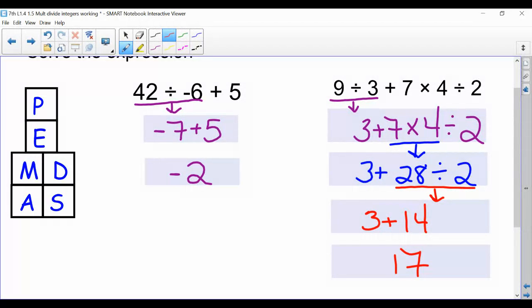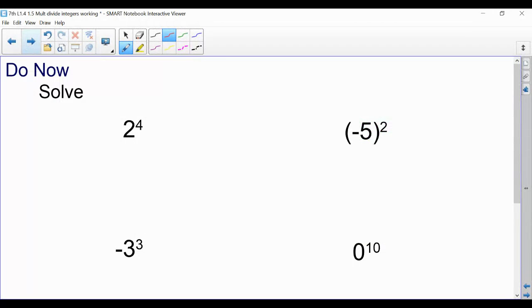So let's do some more orders of operations today with integers. We're going to look at some that have added parentheses and exponents into it. First, you're going to do your do now. You're going to do a review of exponents, and then I'll go over the answers.